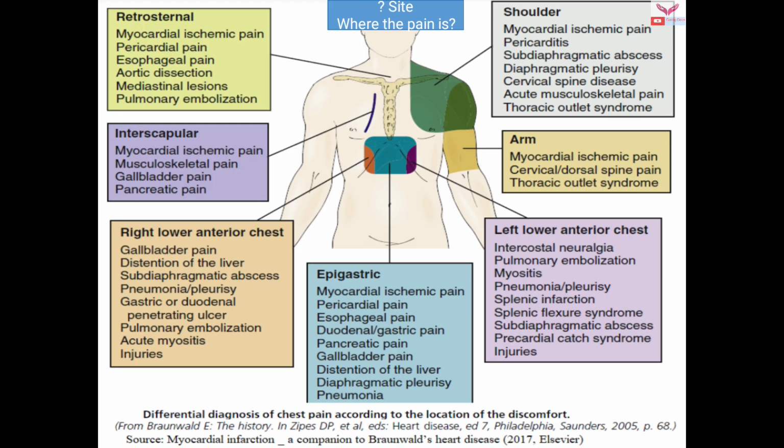So this is the first. In the history of pain we ask for the site, where is the pain, whether it is retrosternal, interscapular, right lower anterior chest, epigastric region, left lower anterior chest, whether it is in the arm, whether it is in the shoulders. So these are the various causes which I have enumerated with respect to the site of the pain.